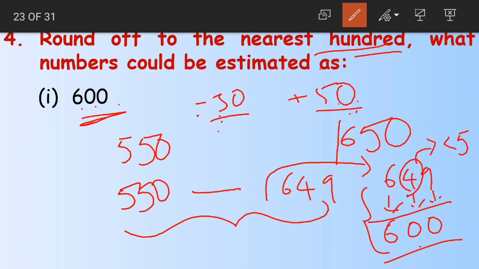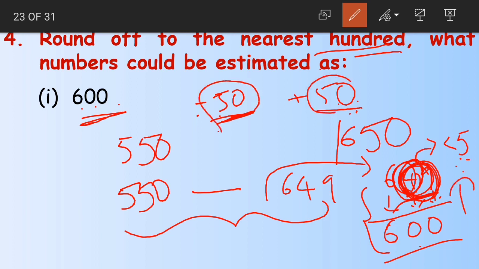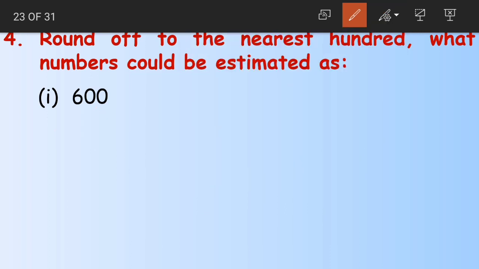Again, why minus 50 and plus 50? Here the digit which we are comparing is in the tens place. So in short we can say that if these two digits are less than 50, then we round it down, and if it is equal to or greater than 50, we round up. So as we are taking 50 here as the criteria, we need to subtract 50 and add 50 to find out the numbers that could be estimated as 600.